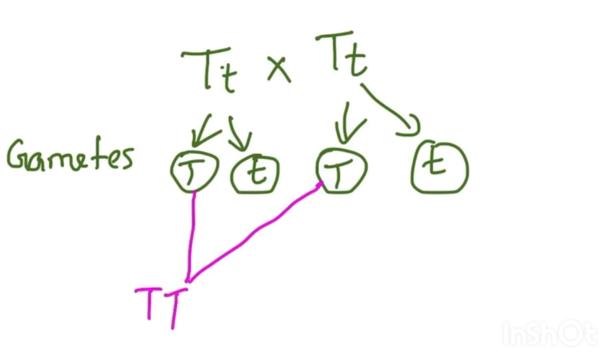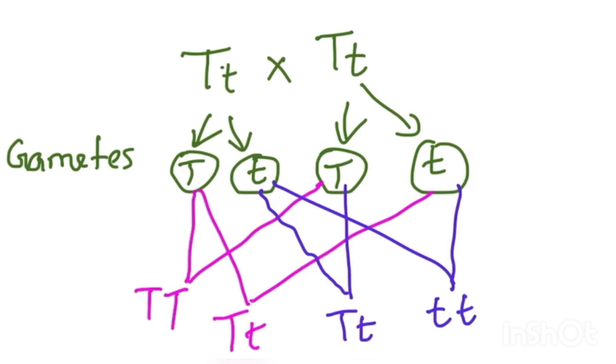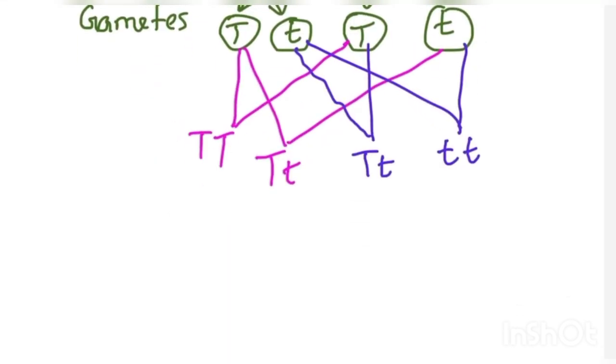Now they fuse randomly. You see, capital T may fuse with capital T, or it may fuse with small t. Next, small t may fuse with capital T, or it may also fuse with small t. So the possibilities are capital T capital T, capital T small t, or small t small t. These are the possible genotypes in F2, the second generation, when the gametes fuse randomly.